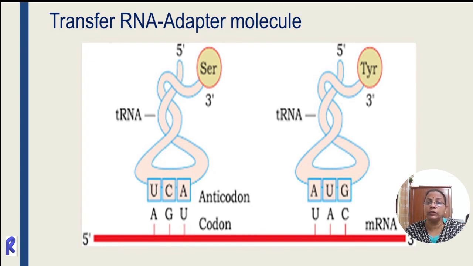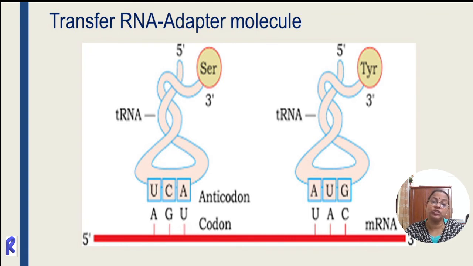What do we mean by anticodon site? It consists of a triplet base sequence which is complementary to the mRNA. This is the main speciality. Here you can see UCA binding between tRNA and mRNA. Complementary means antiparallel in direction. So if the mRNA is 5' to 3', the tRNA direction will be 3' to 5'. So there is a triplet base sequence which is exactly complementary to the codon of the mRNA.